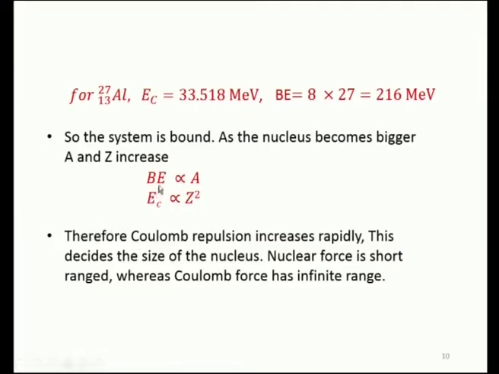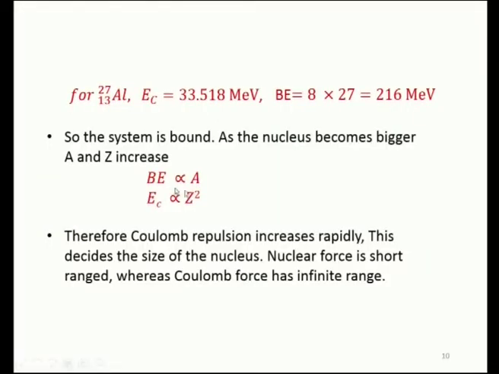Why do you say rapidly? The binding energy increases only in first order of A, whereas the Coulomb energy increases with the second order of atomic number, Z squared. When you say Z squared, it becomes the square of the number. Therefore, it will increase more rapidly. So, this one is linear, the other one is parabolic, so it becomes a faster variation. Therefore, Coulomb repulsion increases rapidly. This decides the size of the nucleus.